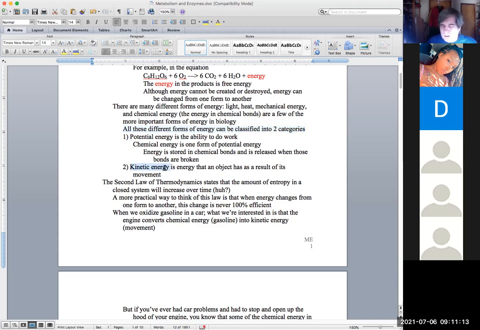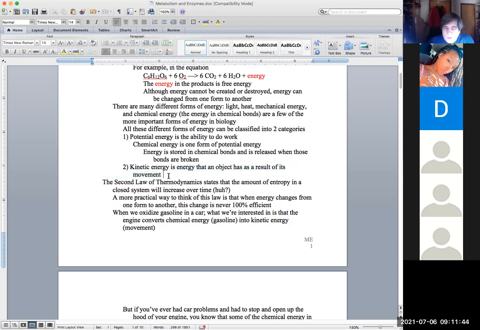The other type of energy is kinetic energy. Kinetic energy is technically defined as energy that an object has as a result of moving. So if you think about 2 cars that collide with each other, the reason there's some damage is because those cars have some kinetic energy when they're moving. And if they collide, they transfer some of that energy to the other car, which may cause pieces of that other car to bend or break.